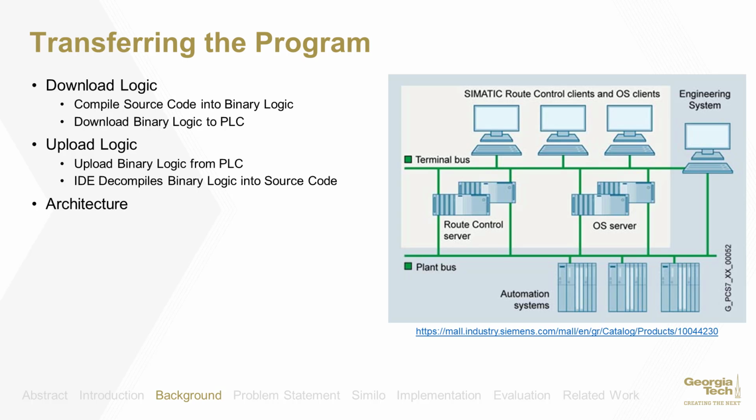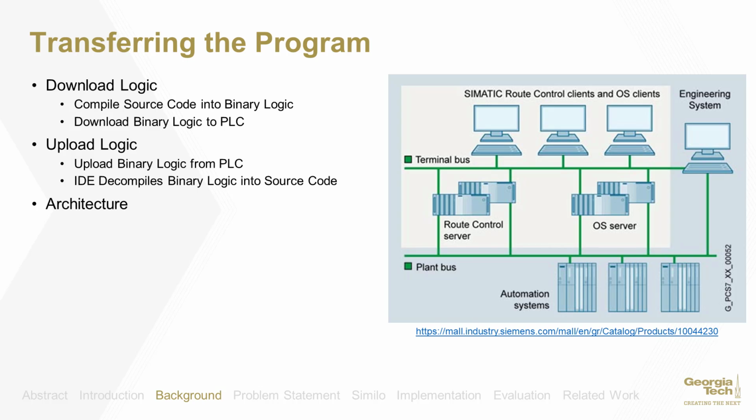Pictured on the right is an example of a common ICS architecture. This terminology is specific to Siemens, but it serves as a good representation. The engineering system is the computer or server that hosts the engineering software. The automation systems are synonymous with PLCs.